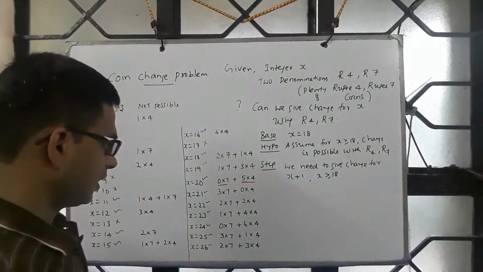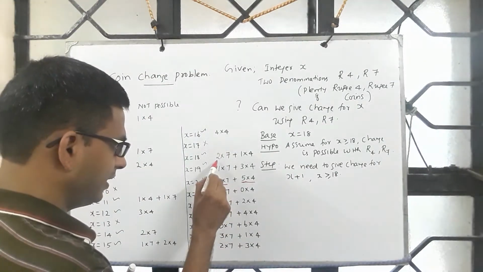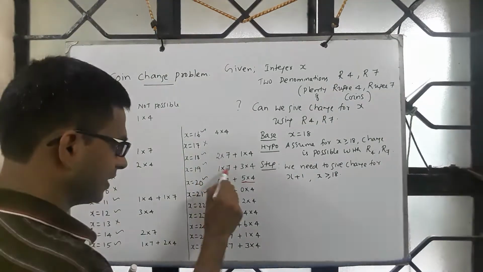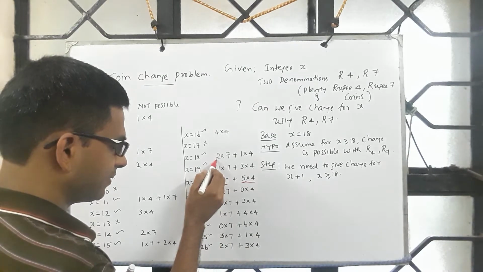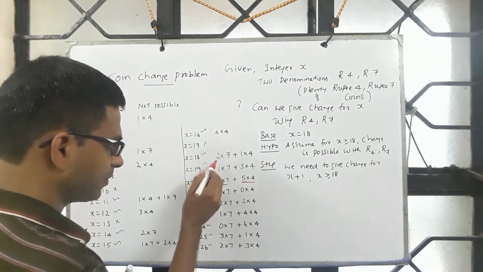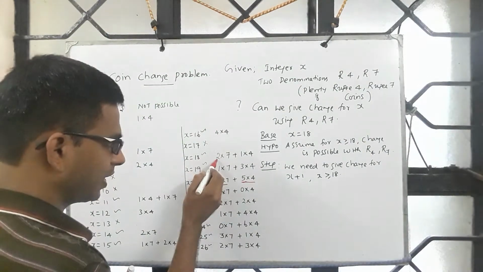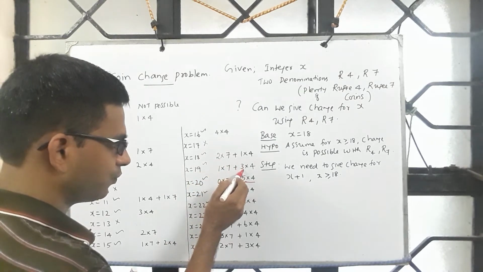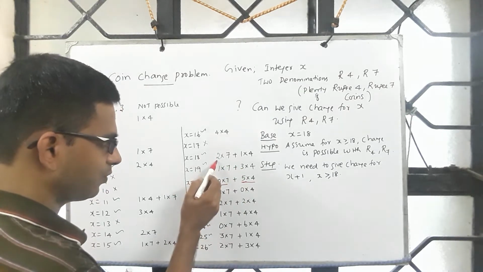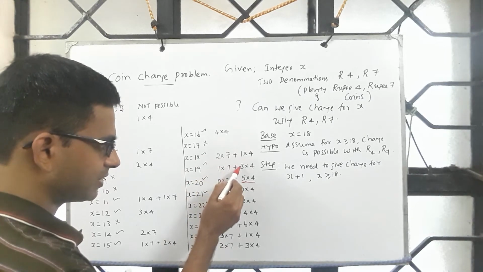Now, x contains at least 1 7. If x contains at least 1 7, how do you give change for x plus 1? You remove 1 7 from this. That 7 plus 1 is 8. So add 2 4s here. So I've removed 1 7 and added 2 more 4s. So 1 plus 2, 3.